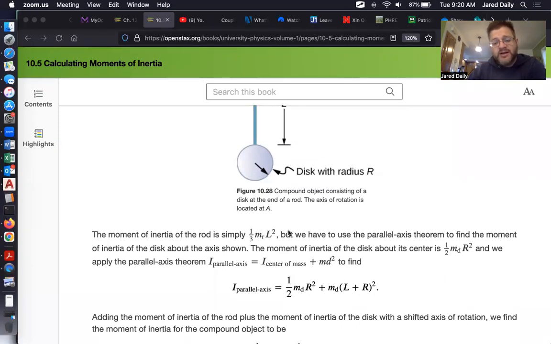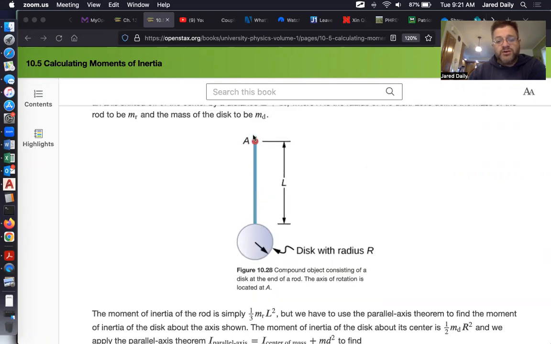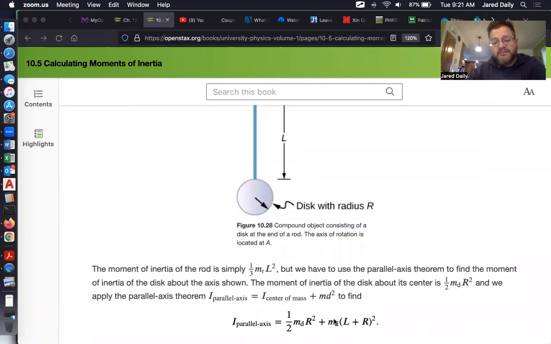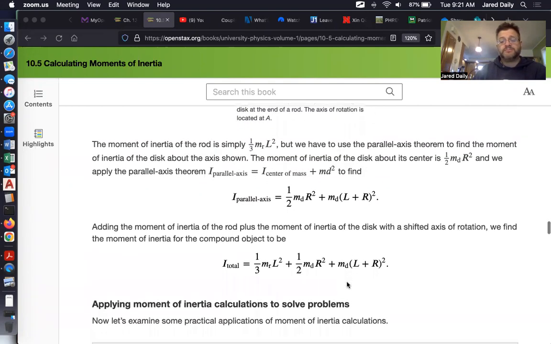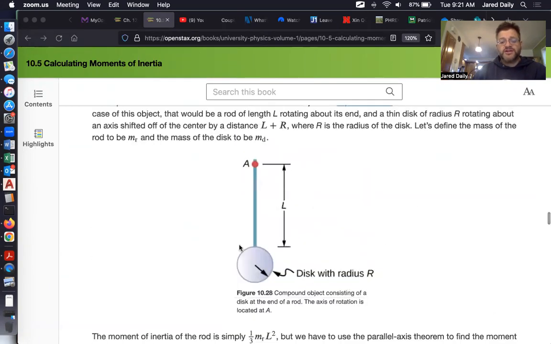But then they add to it this disk as if it was a point mass at some distance away from the center of the actual rotation at A. And so that one becomes the mass of the disk times the length, which is the distance to the disk, plus the radius that takes us to the center of the disk. And then you square that total amount, right? And that works for any object that is rotating off axis from its own center of mass axis, right? That even works if you just have this disk rolling. So it's rotating around a point at distance r.